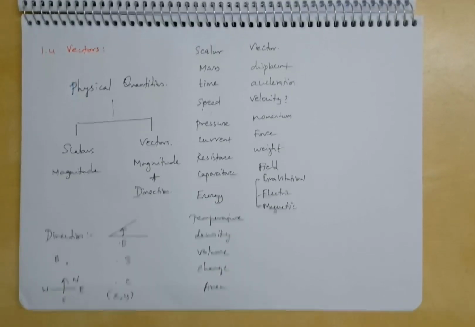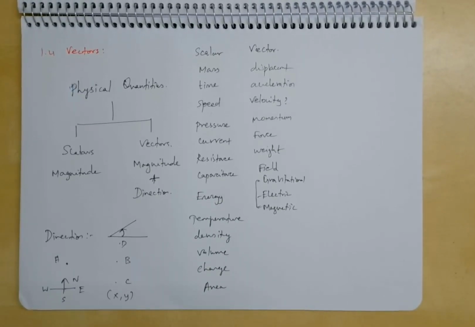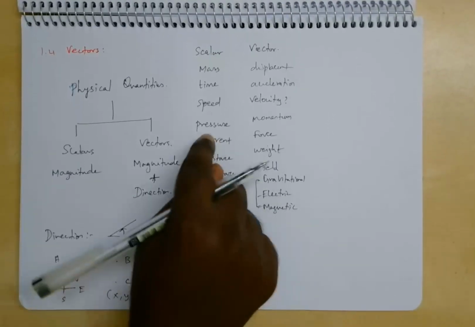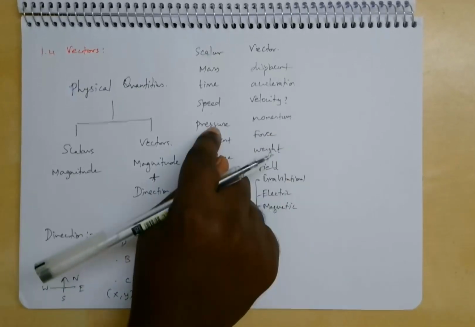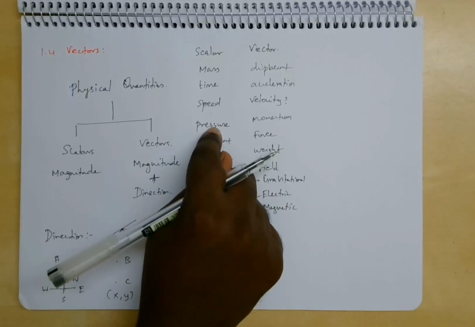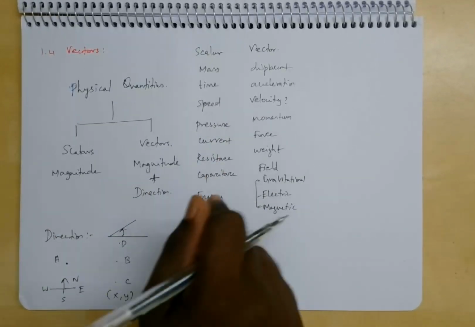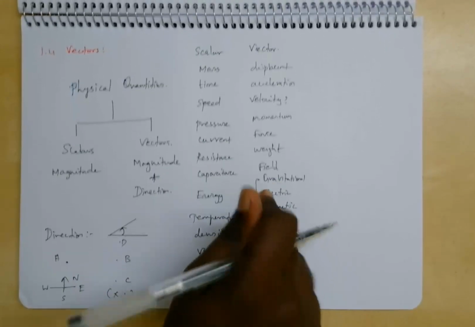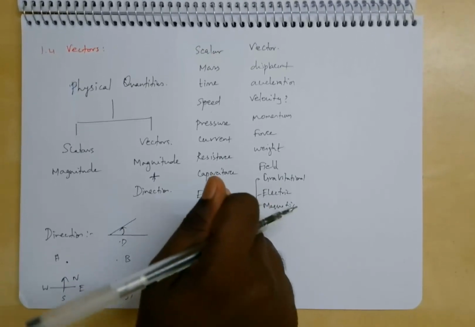Now, two things we should remember from the list: even if a quantity, for example pressure, is force by area, force is a vector, but pressure is a scalar. Similarly, energy is force into displacement. Both of the quantities are vectors, but energy is still a scalar.